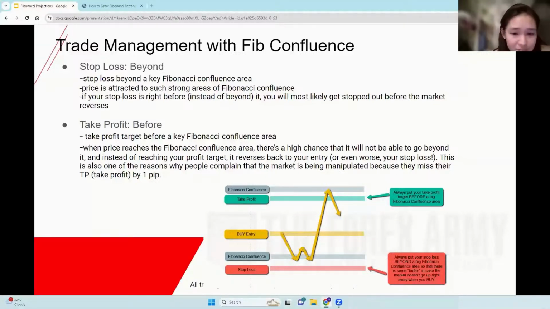For take profit, we recommend to place your take profit before a key Fibonacci confluence area because there is a high chance that it won't be able to go beyond that level. So instead of reaching your profit target, it reverses back to your entry or even worse, your stop loss. And that's why people complain that the market is being manipulated because they might miss their take profit by 1 or 2 pips. So you can see in the example I've included over here exactly how you should place it if you are going in for a buy entry. If you're going for a sell entry, it will just be the opposite.